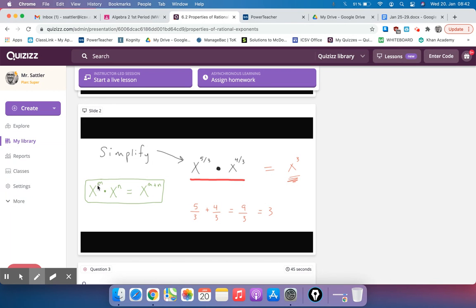And so you have to remember this rule here in the green. Whenever you have the same base and you're multiplying, you add the exponents. So that means we have to add 5/3 plus 4/3, which is what I'm doing down here. And when you add fractions, you just have to remember you need a common denominator, which we already have, which is 3. So you just copy that down, add the two numbers in the numerator, and then simplify. 9 divided by 3 is 3. And so remember, that 3 is in the exponent. So x to the 5/3 times x to the 4/3 actually equals x cubed, or x to the third power.